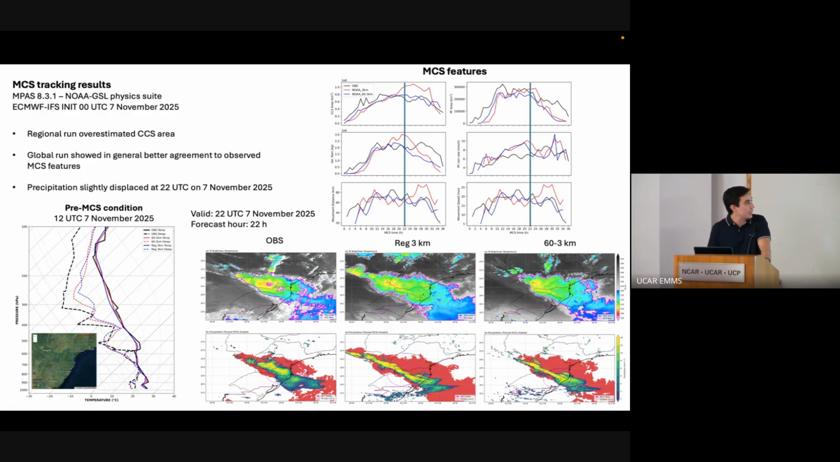And when we look at the snapshots at 22 UTC on November 7, we can see some interesting differences. The regional run is producing a spurious brightness temperature that is not observed in the merged brightness temperatures, but also precipitation in this part of the domain. And in this case, the global run matches better with what was observed.